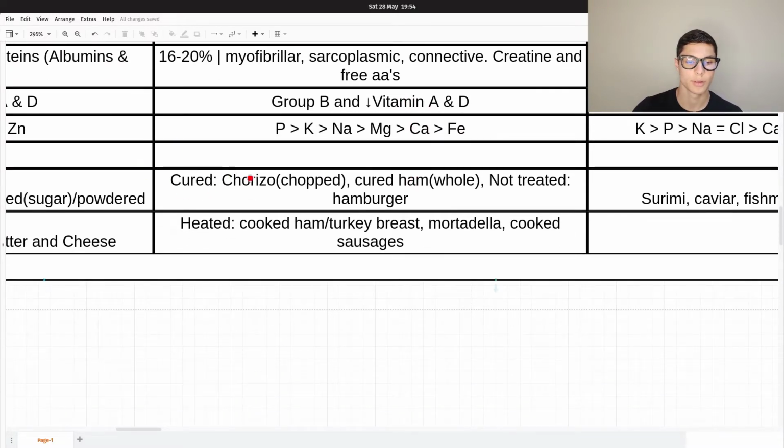Byproducts, cured: the chorizo, which is the chopped cured meat, and the cured ham, which is the whole cured meat. And then we have the not treated, which are not cured, the hamburger. And then we have the heated, so heat treatment: cooked ham, turkey breast, mortadella, and cooked sausages.